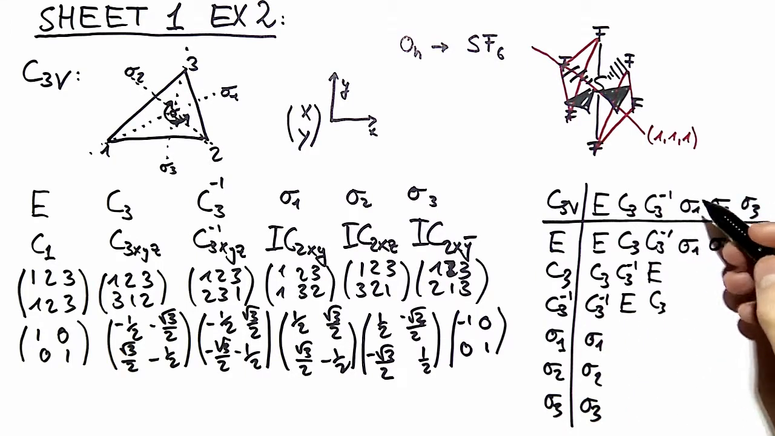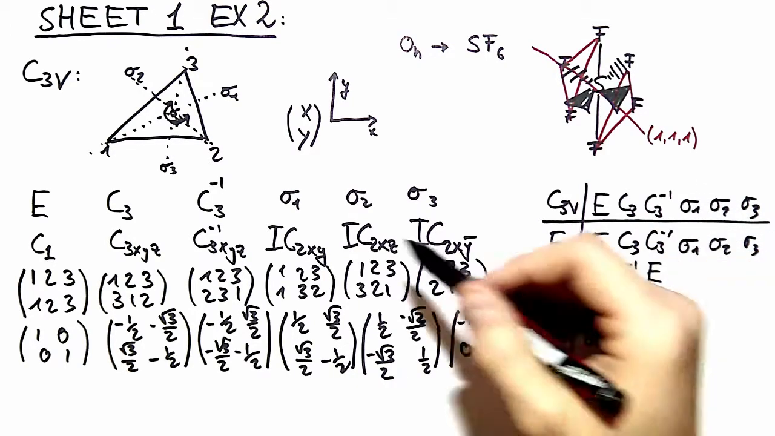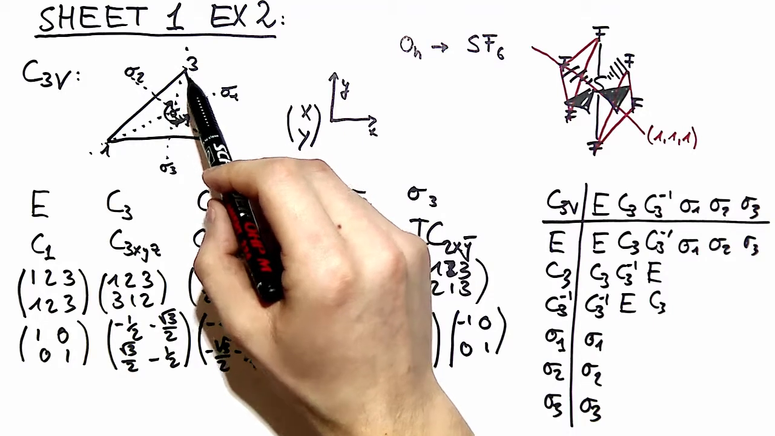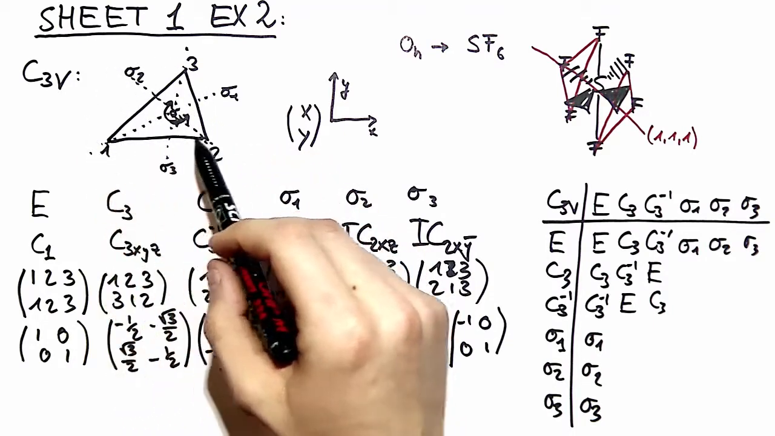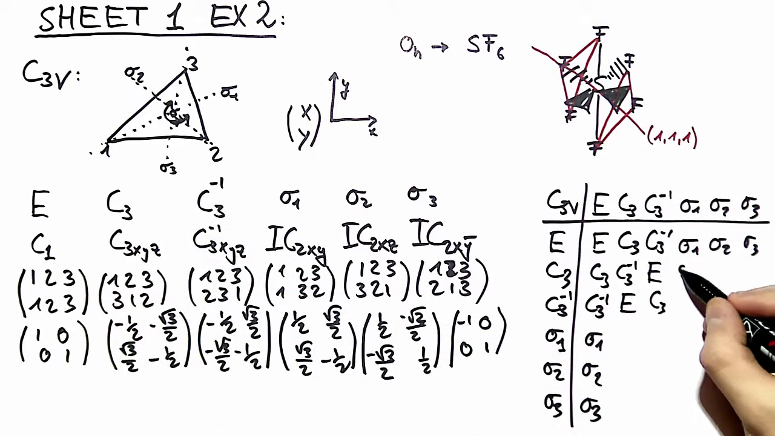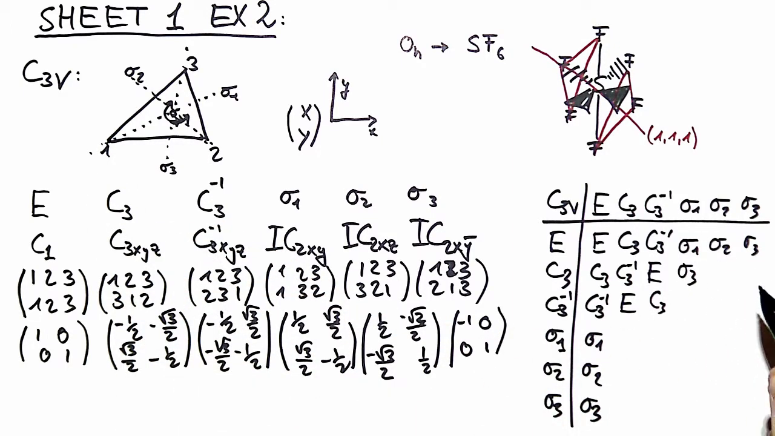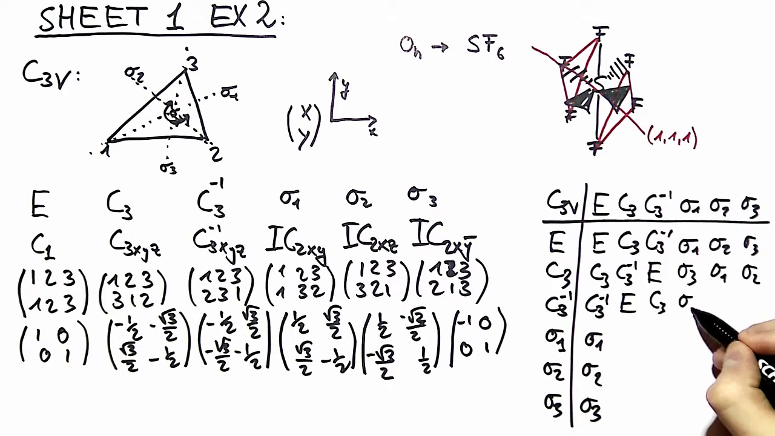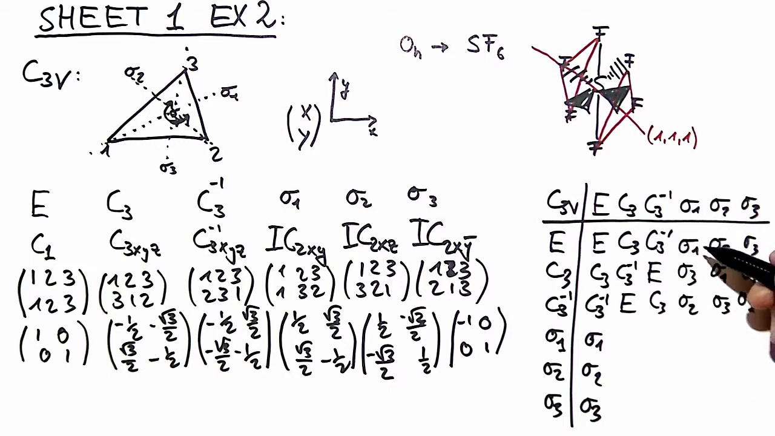Now it gets a little harder, but it's still pretty easy. If we mirror at sigma 1 and rotate afterwards by C3, we could have also mirrored at sigma 3. So if we write down sigma 3 over here, then we can imagine a rotation only rotates the mirror plane. So we can fill out the rest by simply switching it to the right. And then we have sigma 1, sigma 2, and by the rearrangement theorem we have sigma 2, sigma 3, sigma 1. Because we can't have sigma 3 over here again, and we can't have sigma 1 over here, so we have to have sigma 2.